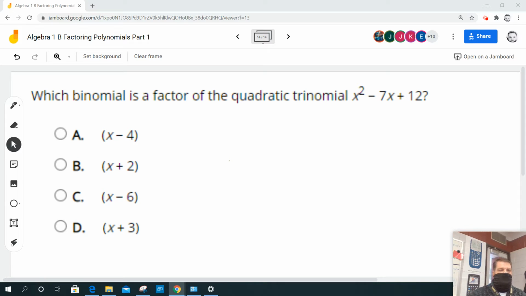So now for this one, it says, which binomial is a factor of the quadratic trinomial x squared minus 7x plus 12? All right, so any one of these could be a factor. So let me talk the shortcut way to do this.